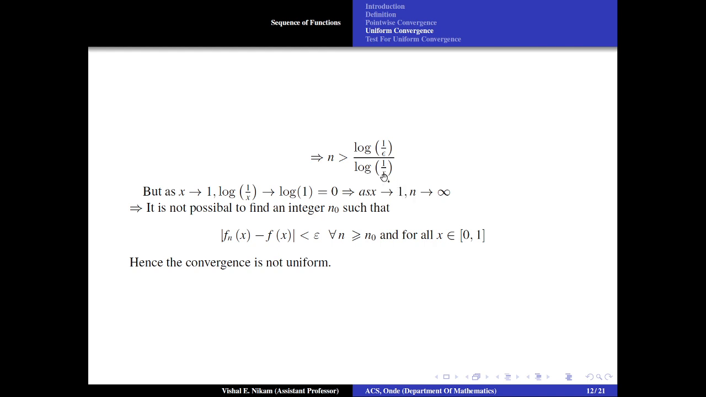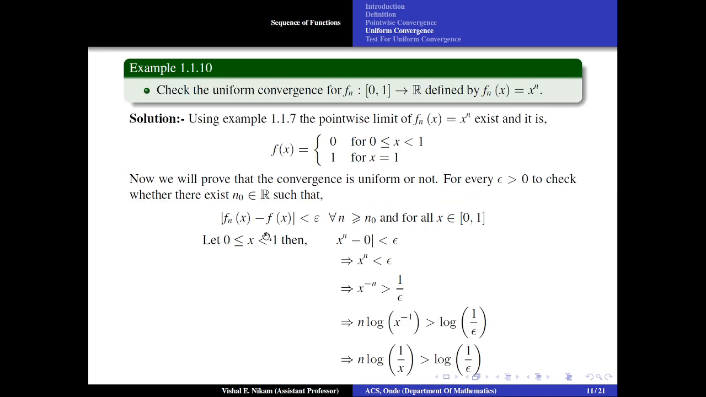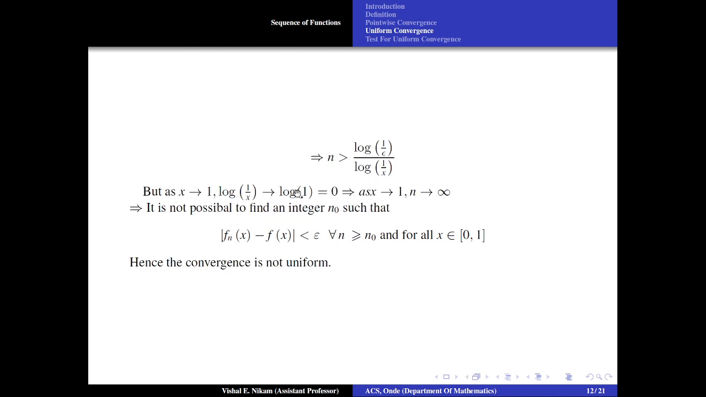Now see, what is the value of x? x lies between 0 and 1. Obviously, x is not equal to 1, but we can say that x tends to 1. Now, if x tends to 1, 1 by x tends to 1, that is, log 1 by x tends to log 1. Log 1 is 0. That is, something upon 0 is infinity. So n should be greater than infinity. That is, it is impossible to find an integer n naught which satisfies this condition, because n tends to infinity. So we cannot find n which satisfies this condition. Hence, the convergence is not uniform.